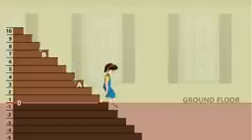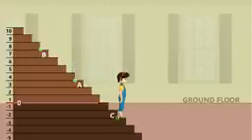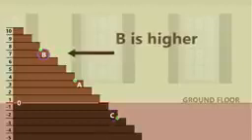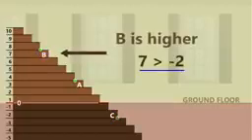Jane forgot to pick up her jacket from the basement and turns back and starts climbing down. She reaches the -2 step. Mark this position as C. Which of the two positions, C or B, is higher from the ground level? Looking at the picture, it is clear that position B is higher. So, 7 is greater than -2.